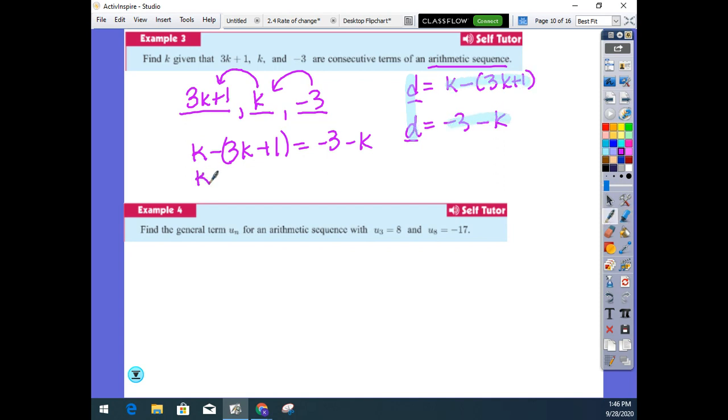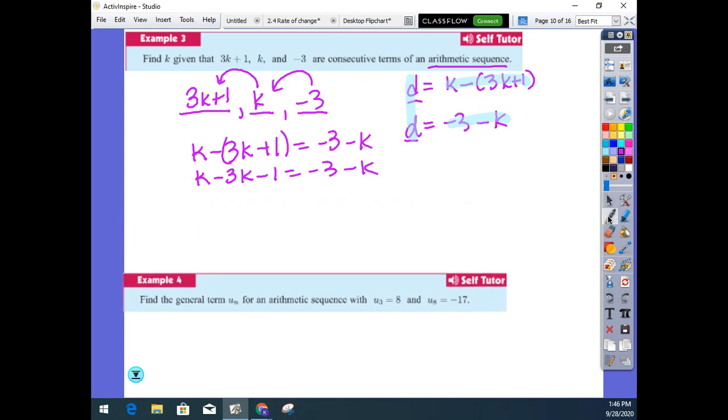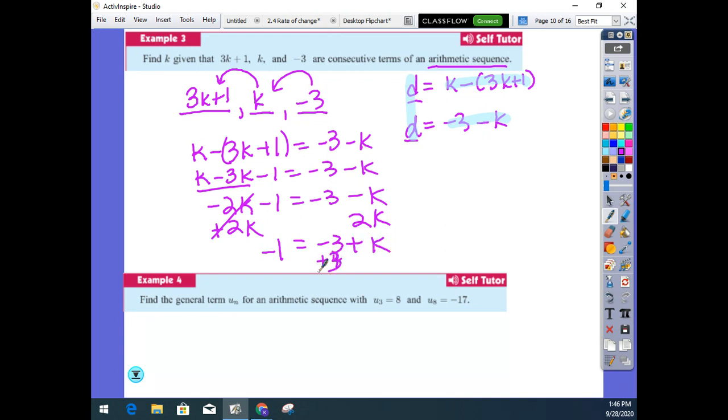So I'm going to distribute my negative. Combine like terms. I need to get K on the same side. I'm going to add 2K because that makes my K positive. Add 3. I'm already getting my answer. Ugh. Doing too much in my head. K equals 2.